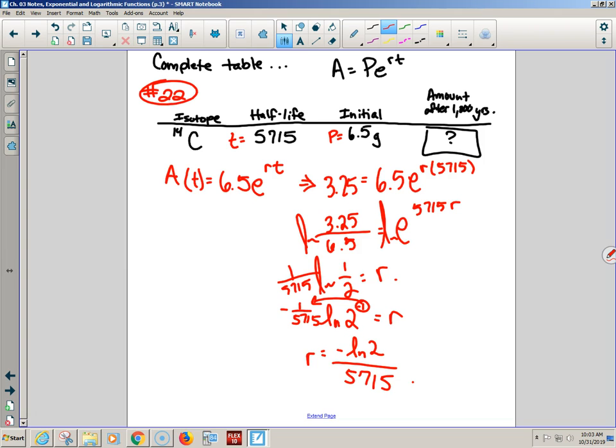But what was I actually supposed to do? Find R! Yeah, I was supposed to find R to be able to plug in and solve. If you open up your notes and you do the next example with this entire. Okay, so R is equal to negative ln of 2 over 5715, which is good enough for us to go ahead and fill in what's going on up here.